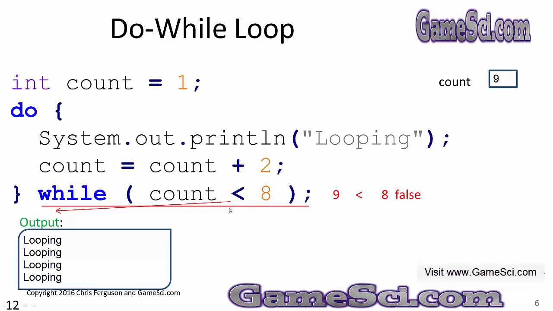Dropping down and evaluating the condition, count less than 8 is 9 less than 8. 9 less than 8 is a very false statement. As a false statement, we would expect to exit the loop. And that's what this line is showing you.